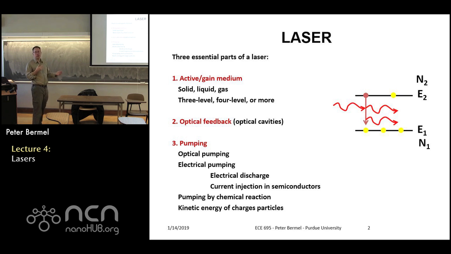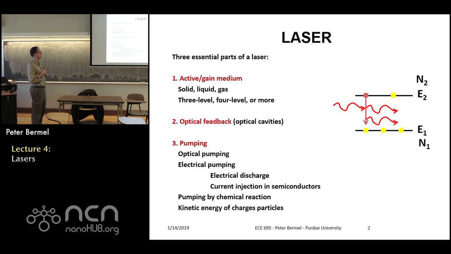Or there could be electrical pumping. If you have a handheld laser, typically that's electrically pumped, like a helium neon laser, which I'll talk about in a little more detail later. It's a red laser and basically uses electrical discharge in gas. The other thing that you can have is current injection in a semiconductor, and so oftentimes green lasers are coming from current injection.